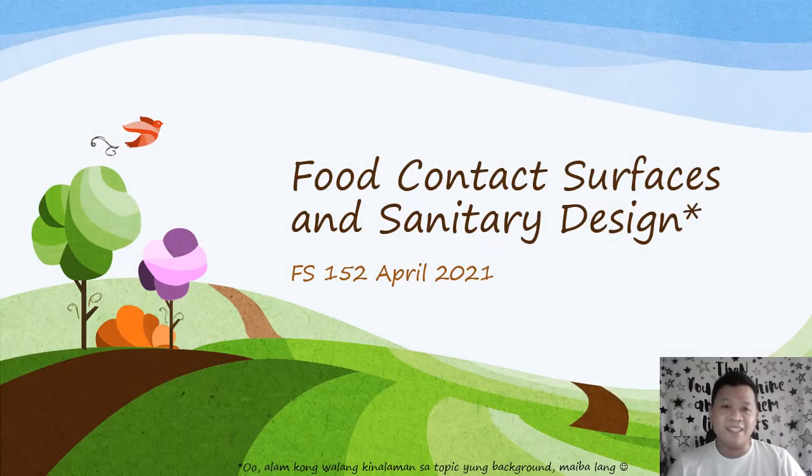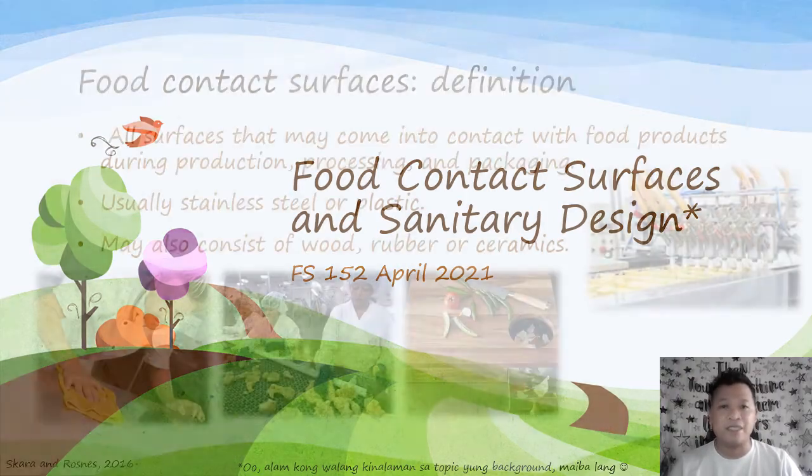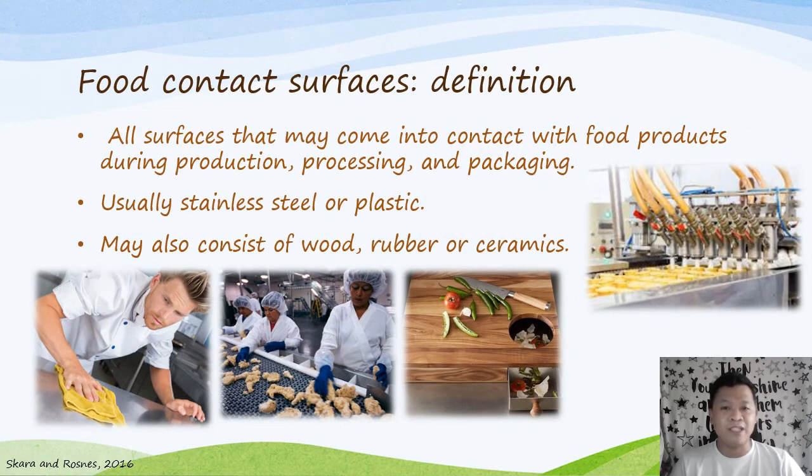Maliit man o malaki ang isang food processing operation, gumagamit ito ng samut-saring food contact surfaces sa operation. Dahil dito, kailangan nating alamin ang mga mahalagang karakteristik ng food contact surfaces. Pero ano nga ba ang mga food contact surfaces? Lahat ng bagay na nilalapatan ng raw, in-process or finished products during the production hanggang sa packaging ay kasama sa food contact surfaces. Usually gawa ito sa stainless steel or plastic, pero meron din mga pagkakataon na ito ay gawa sa kahoy, rubber, or ceramic materials.